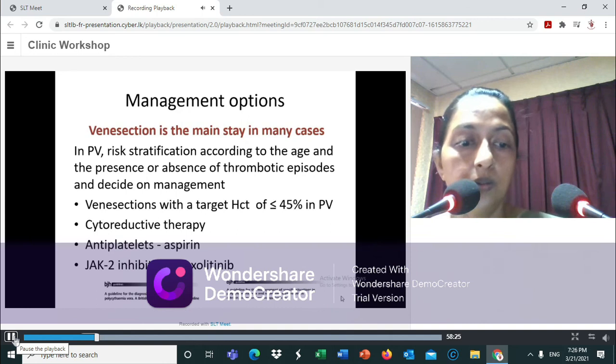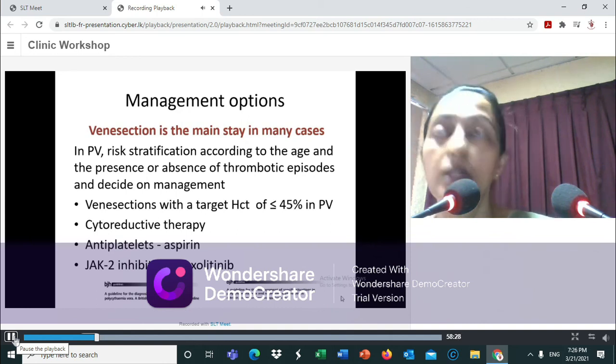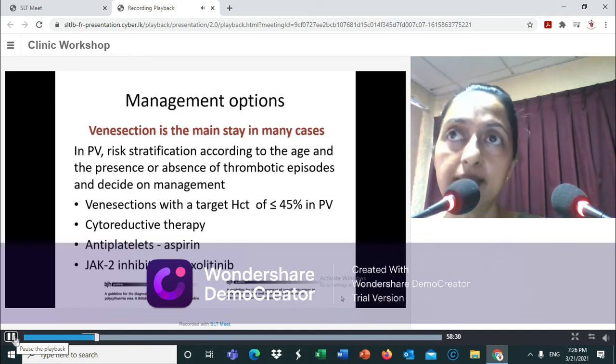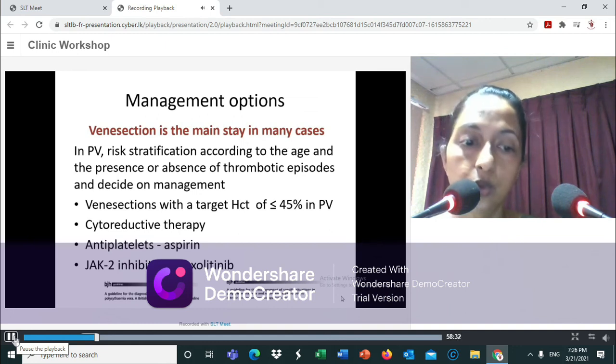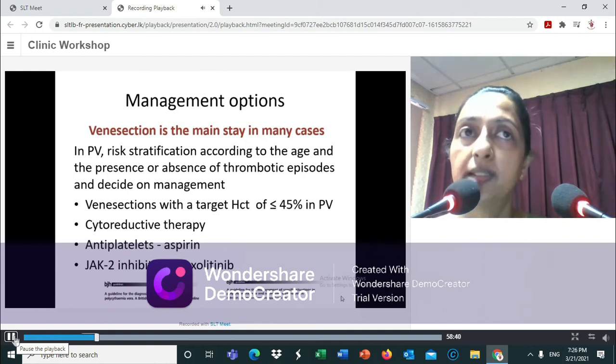So at the bottom are the two recent BCSH guidelines, if you would like to go through them: the guideline for the diagnosis and management of polycythemia vera, and the guideline for the management of specific situations in polycythemia vera. If you are interested in more details, please go through them.